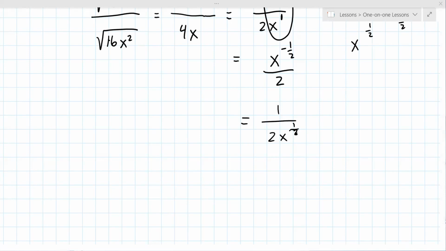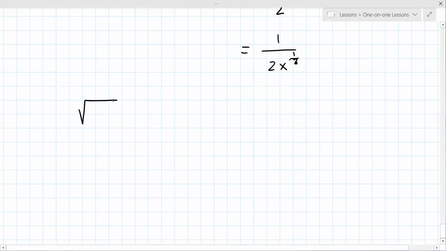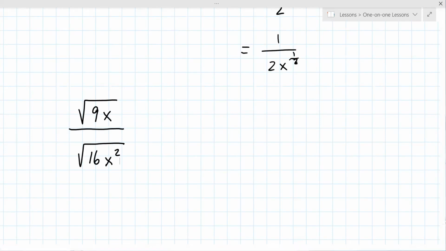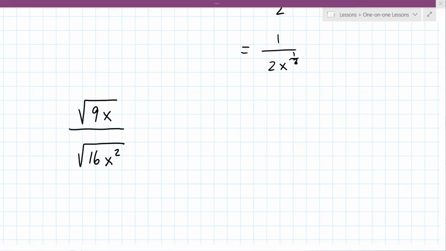All right, so let's try another one of those because I think that's got some important skills there. Let's do the square root of 9x over the square root of 16x squared. So that is, next, over 4x.